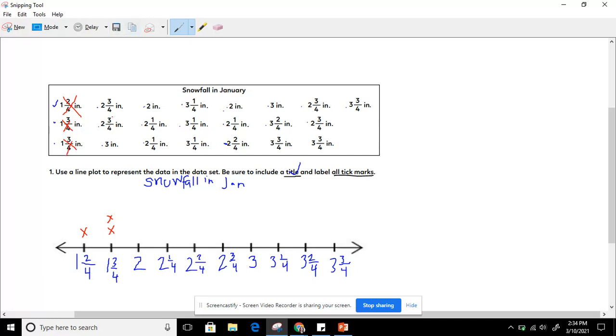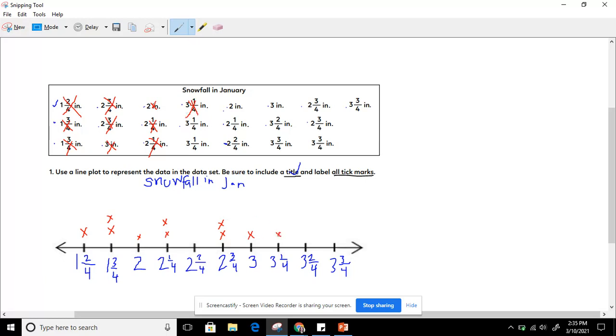Okay, then we're looking at 2 3/4. So again, don't just jump to 2. We're going to go find 2 3/4. Okay, there it is. Another 2 3/4. So we just put that X on top. 3. Okay, 2. 2 1/4. And we're just inputting the data on the line plot. Another 2 1/4. 3 1/4.